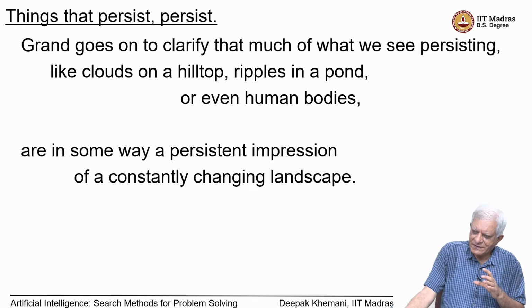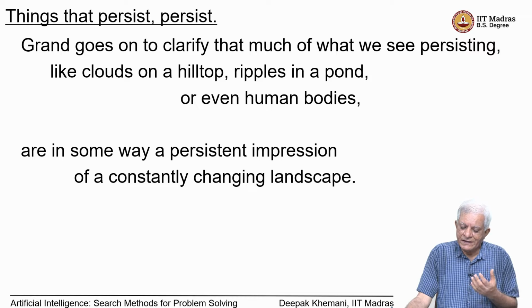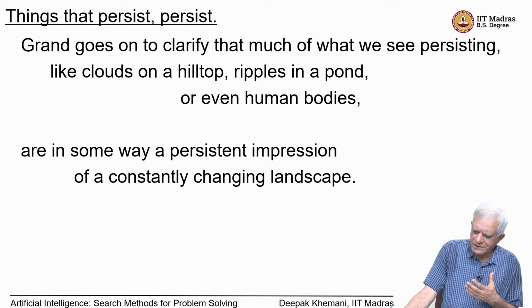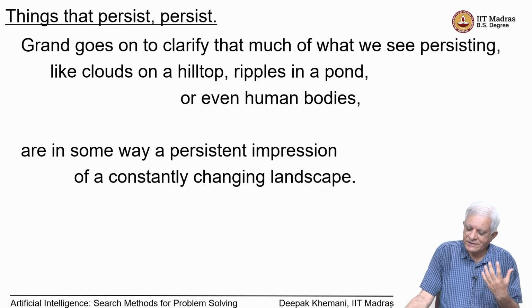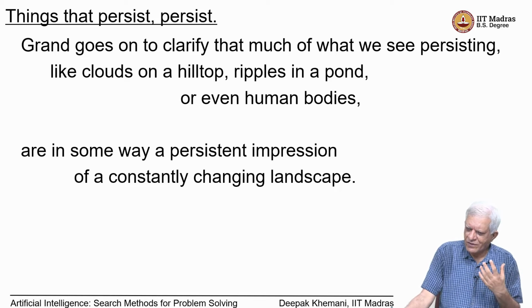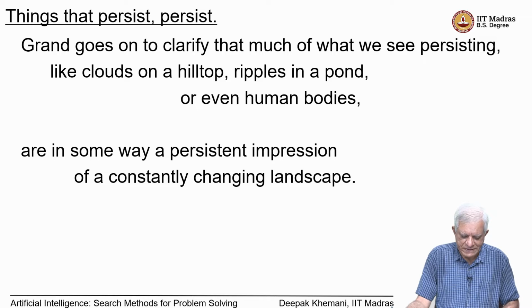So what's really happening, he says, is that air is rising up towards the top of the mountain, and as it rises, it condenses and forms the clouds, and then it moves on and goes to the other side of the mountain range. The air is constantly moving, but it appears to us that there is a stationary cloud. So what we see as persisting is not really the cloud, but the fact that at that place the moisture is condensing and then moving on essentially.